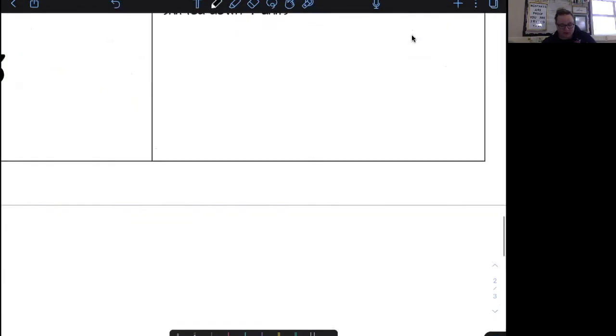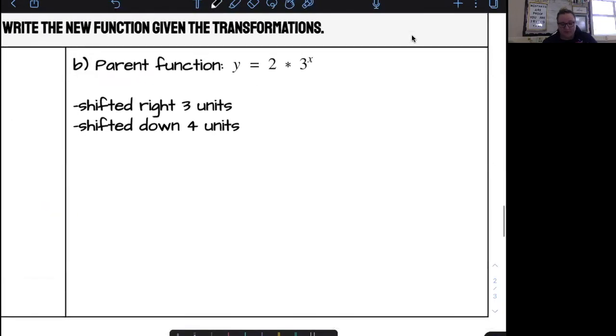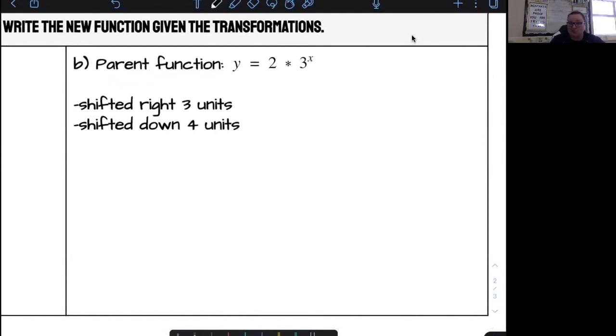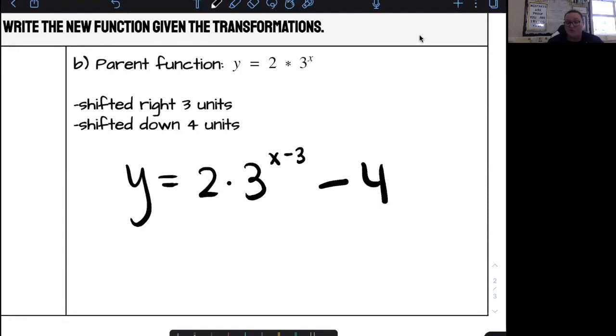All right, why don't you have a chance now to do, our function is y is equal to 2 times 3 to the x. I want you to shift it right 3 and shift it down 4. So write in the equation what those transformations will look like. All right, so your new function should be y is equal to 2 times 3 to the x minus 3, all minus 4.